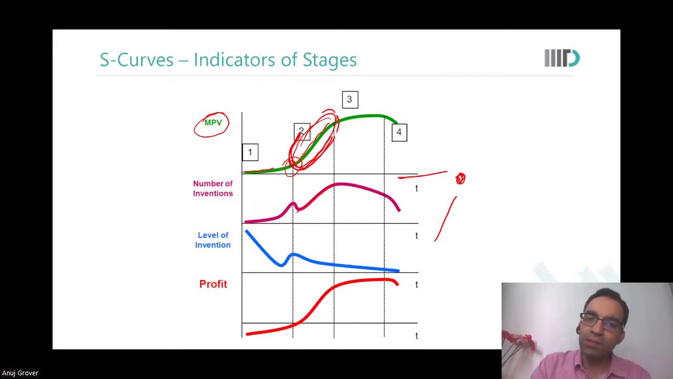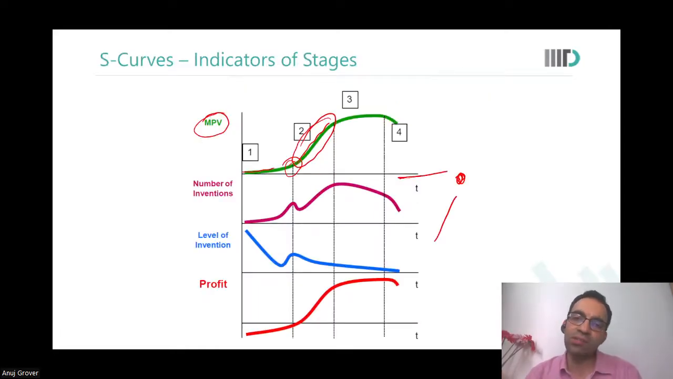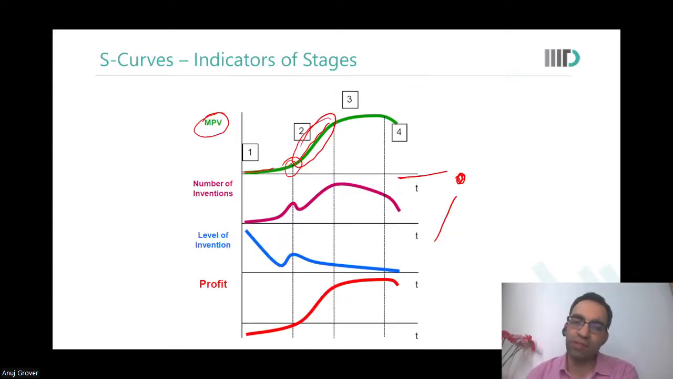After some time, what happens? After some time, okay, now you do not need as many patents because the art is very well known. You're only improving the MPV slightly. So the number of patents would fall. In the fourth stage, number of patents would actually fall very, very fast.